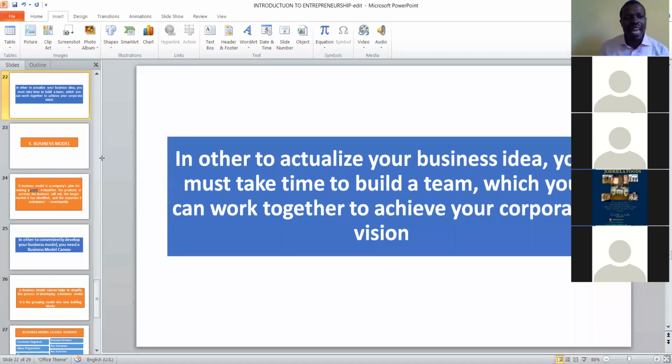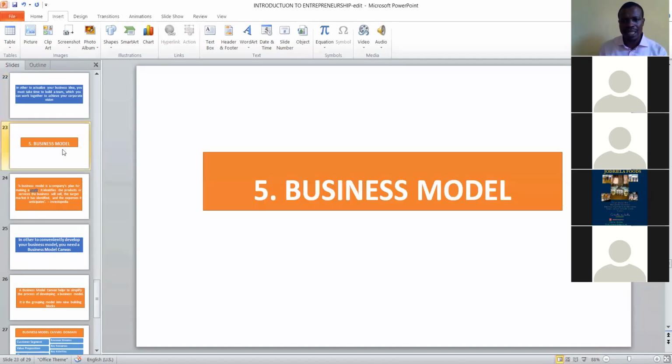Now, the next that you need after capital: I've told you, you need a business idea, then you need a clear-cut vision. You need to build a quality and dedicated team. Then you need capital. Then you need a business model.